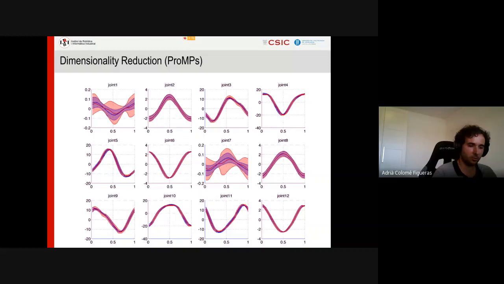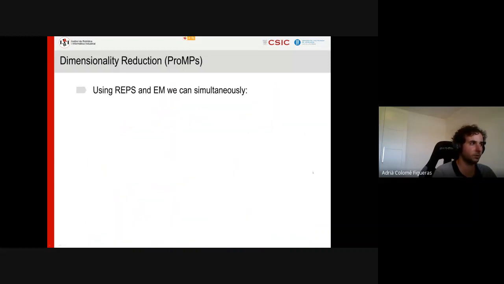The idea is that we go from 11 dimensions to just, I think, two or three in this case. So we reduce the dimensionality a lot, and if we want to reproduce this behavior, we don't need that many parameters. We are more efficient in encoding it, and the performance of learning is not affected, and is actually sometimes better, because we are not losing time searching in a space that is too large.